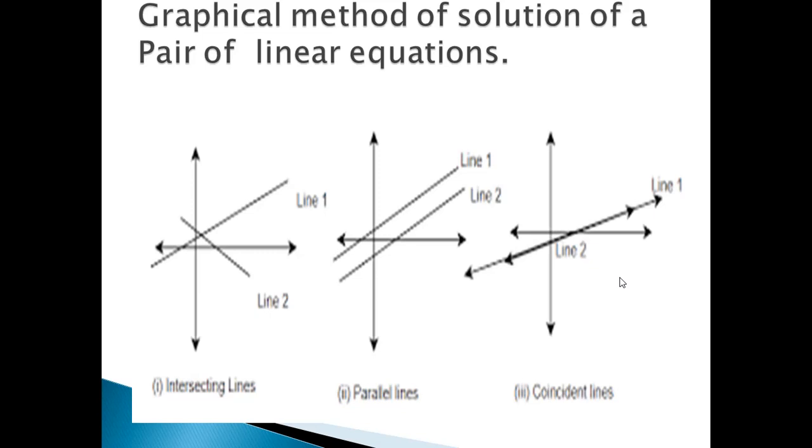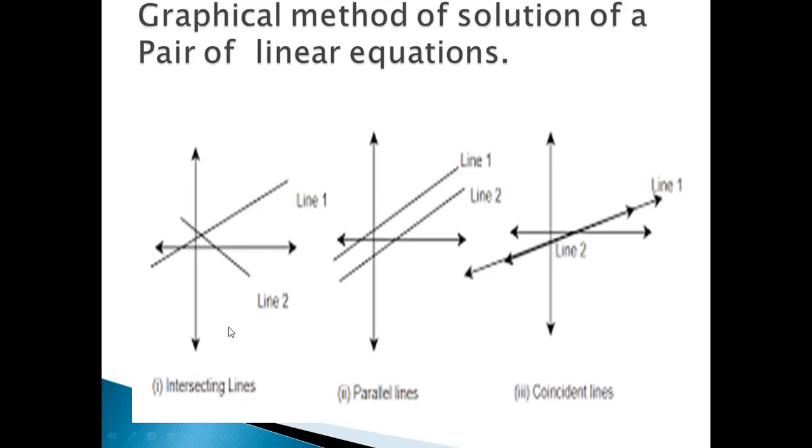So, graphical method of solutions for a pair of linear equations. If the lines are intersecting each other, we have a unique solution. If the lines are parallel lines, no solution. If the lines coincide with one another, the equations have many solutions. Is it clear? Intersecting lines, unique solution means one pair of solutions. Parallel lines, no solutions. Coincident lines, many solutions.